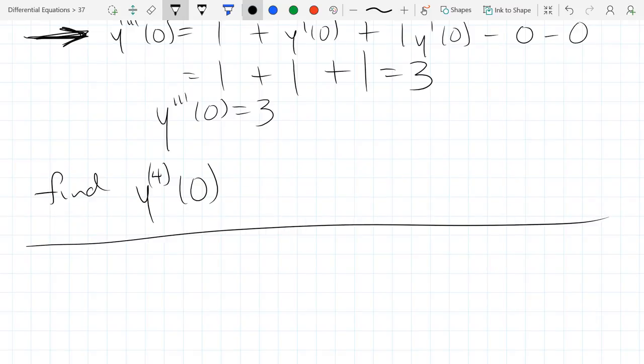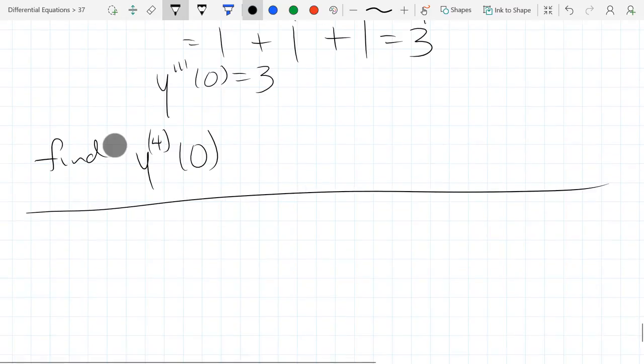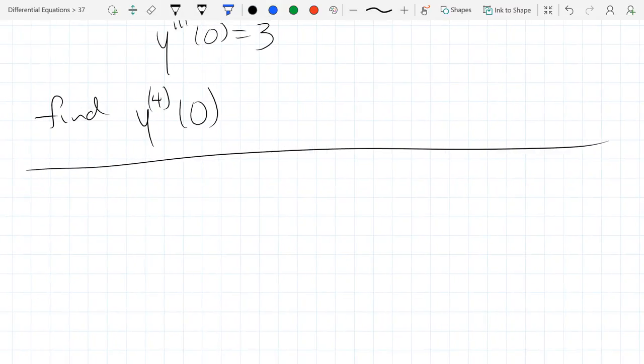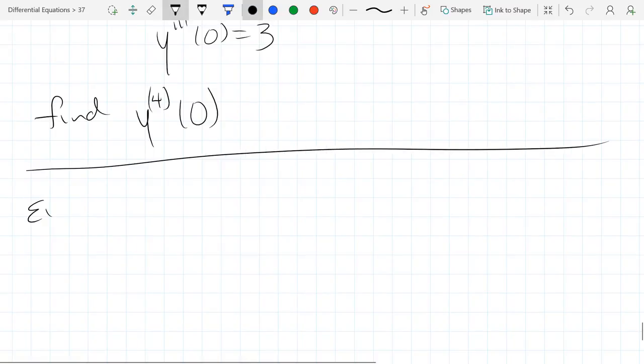So that is one way to solve a differential equation using power series. And so we're going to look more deeply at power series now. So our first example for today: determine the interval of convergence.